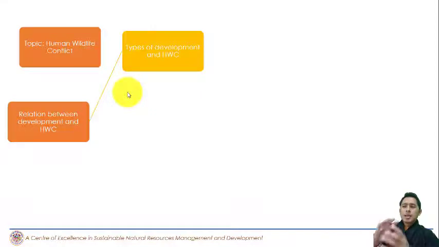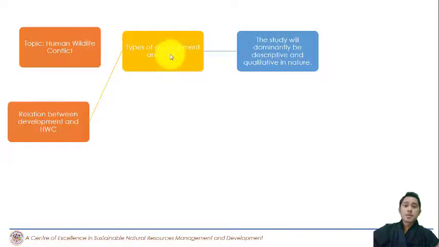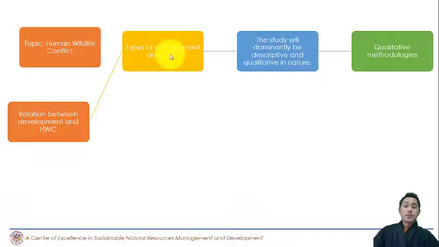So the relation between development and human wildlife conflict is a subset of the broad topic human wildlife conflict, but it's again not a very clear research problem. A research problem can be: we want to study the types of development and their effect on human wildlife conflict. Here we are looking at the types, the different types of developmental activities going on, and this is predominantly descriptive and qualitative in nature. So the method that we will be using is a qualitative method.